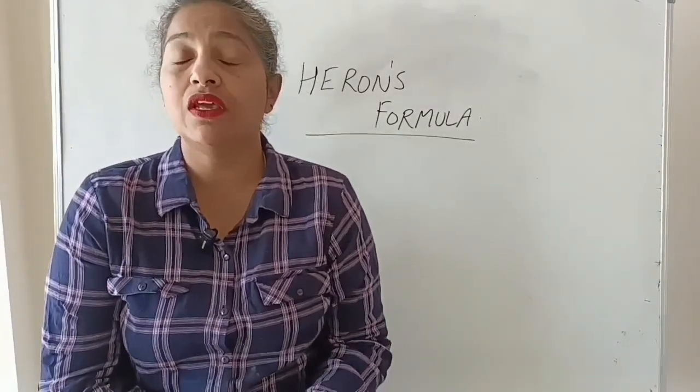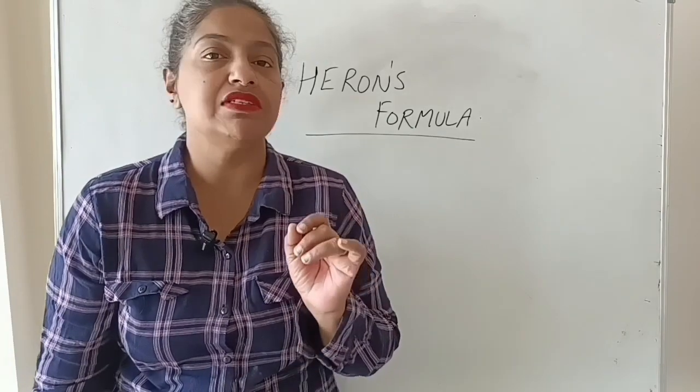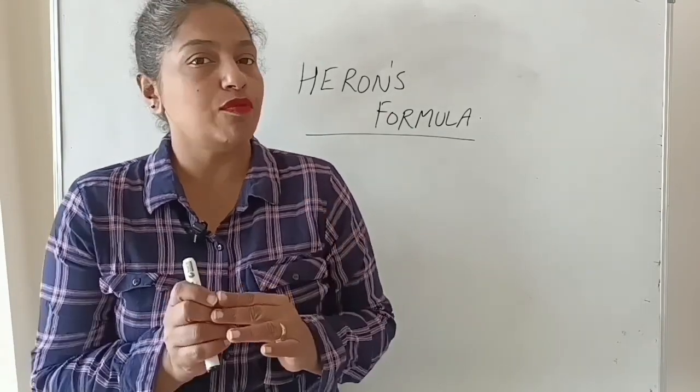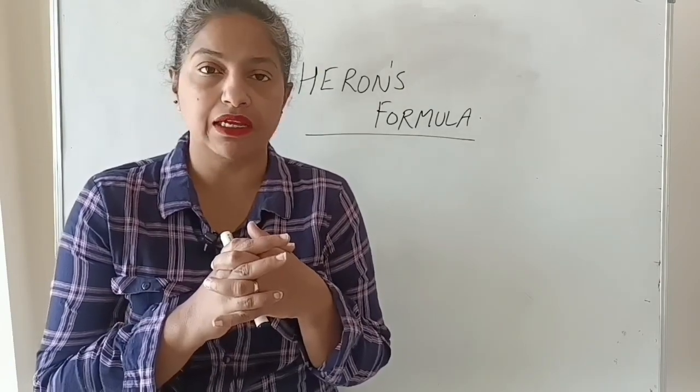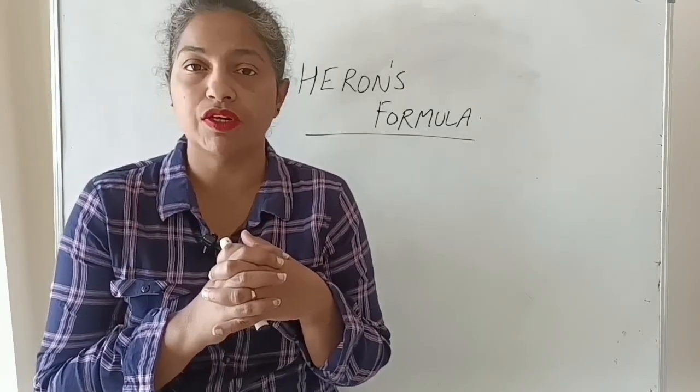Today our class is on a very easy topic of grade 9, which is Heron's formula. This formula, as you well know, is used to find the area of triangles when the measures of all the three sides are given to you.